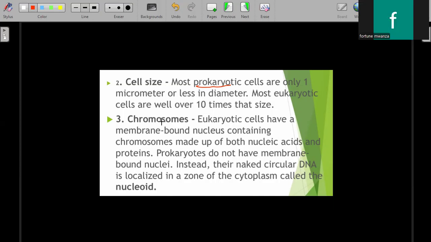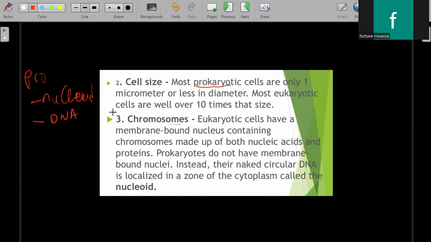you notice that these chromosomes are the ones which are having the genetic material. Now in prokaryotes, you find that the genetic material is going to be found in the nucleoid. We don't have a nucleus here. You're going to have the nucleoid, which is going to be composed of your genetic material in the form of DNA. So you're going to find it here in the nucleoid.